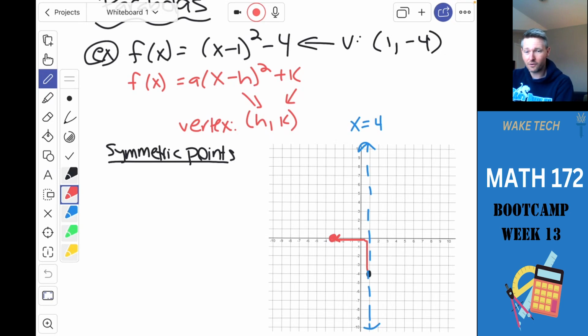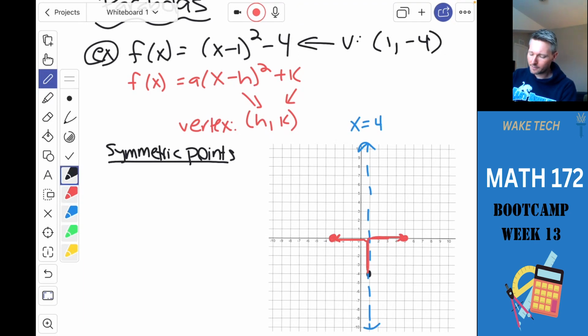We would find that other point by traveling 4 units up and 4 units to the right. I think I said 4 up and 3 to the left, but it should be 4 to the left. So we should travel 4 to the right.